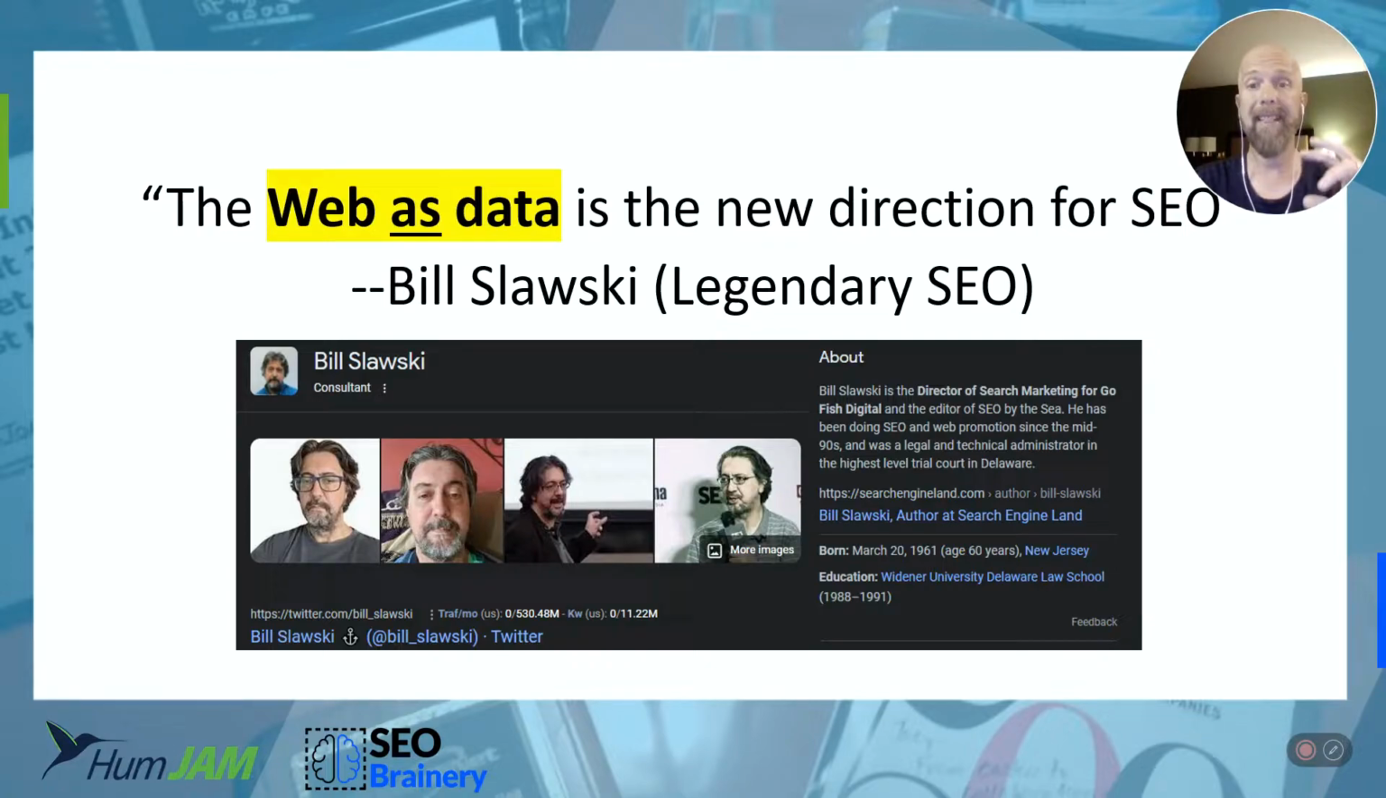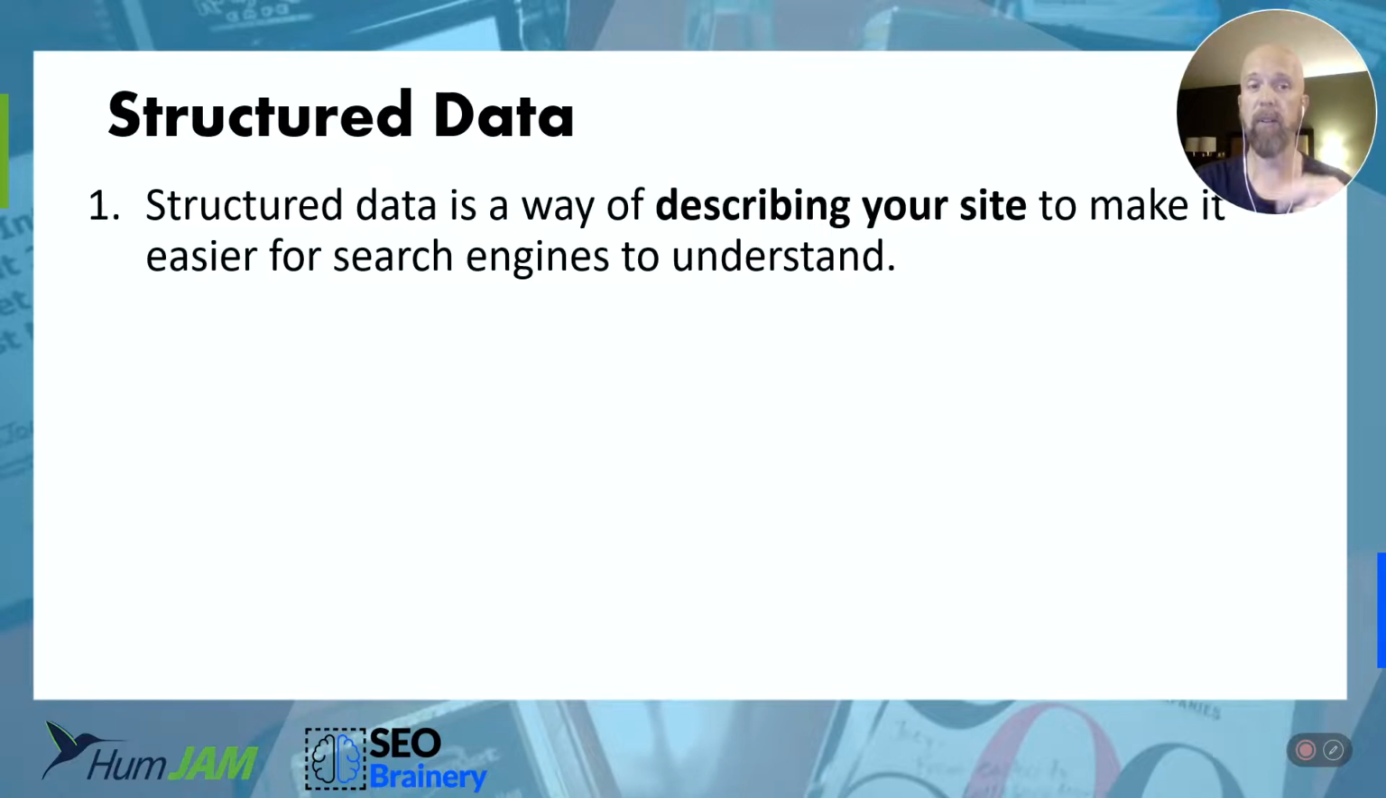So the web as data is the new direction for SEO. So in case you're doing on-page SEO, link building, that kind of stuff, talking about entities and SEO and structured data, that is the next thing. That is going to be where you want to go in your new direction, because here's a legend talking about this, saying this is the next direction. And so I agree, and Google probably agrees as well, because what is structured data doing for you?